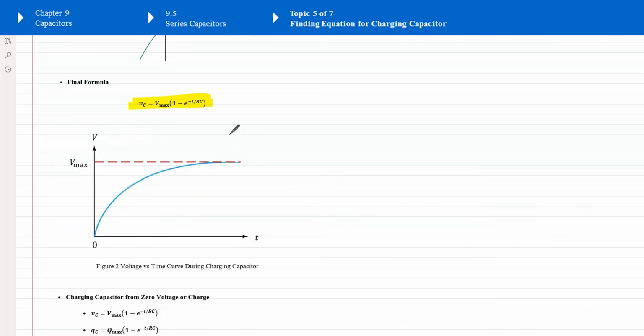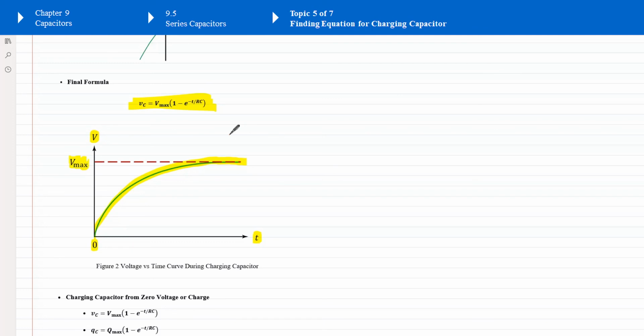Now let's do a final recap. The voltage across the capacitor at any time equals the total voltage Vmax times 1 minus e to the power negative t, where t is any time, divided by the RC time constant. The curve below is the voltage versus time curve. The curve originates at zero and approaches the maximum voltage Vmax.